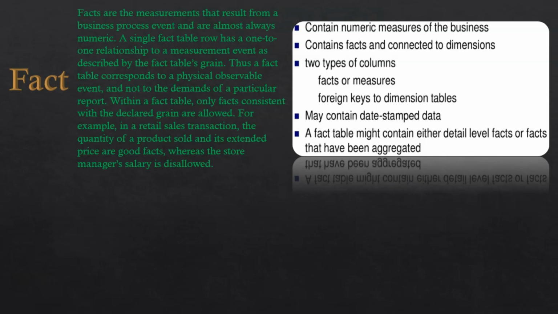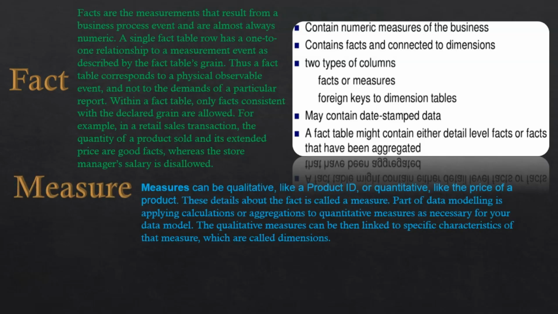Like the price of a car, the price of a model. So these individual values are also available. So it all depends how we are using the fact tables. The last but not the least is the measures. Measures can be qualitative like a product ID or quantitative like the price of a product. These details about the fact are called a measure.